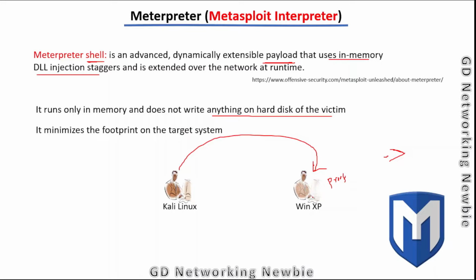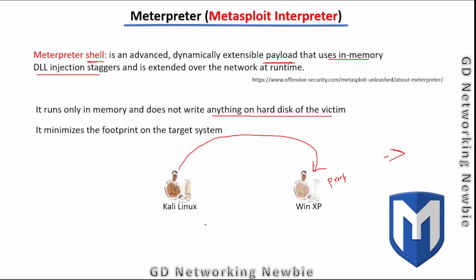For example, we attack this machine, and if someone wants to find out or trace us back, then if you are using Meterpreter, it becomes challenging for that person to find out who attacked and what has been done there. So it minimizes the footprint on the target system. Okay, with this, we will use a virtual machine to demonstrate the idea, and we can see what we can do with the Meterpreter shell.